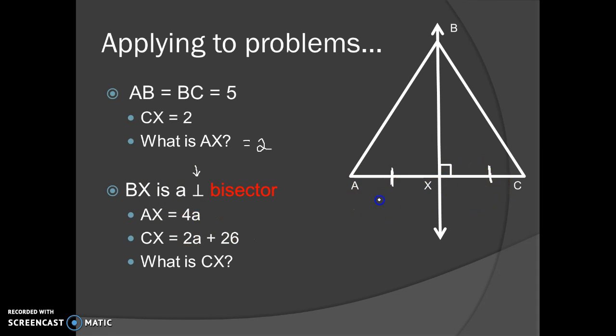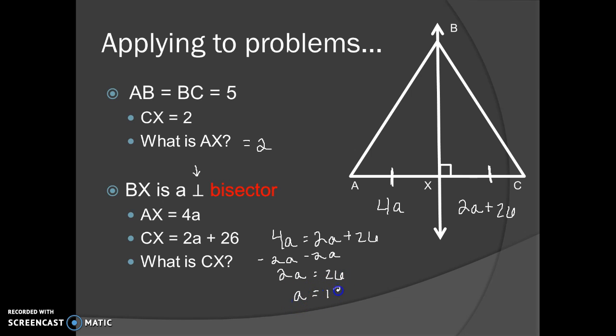So AX is equal to 4A and CX is equal to 2A plus 26. So we want to know what is the actual distance of CX. So this half over here is equal to this half over here. So what we can say is that 4A equals 2A plus 26. So the first thing we want to do is subtract 2A from both sides, because remember, we want to solve and get our variables on one side of the equation. So we're left with 2A equals 26. And so if we divide by 2 on both sides, we find that A equals 13.